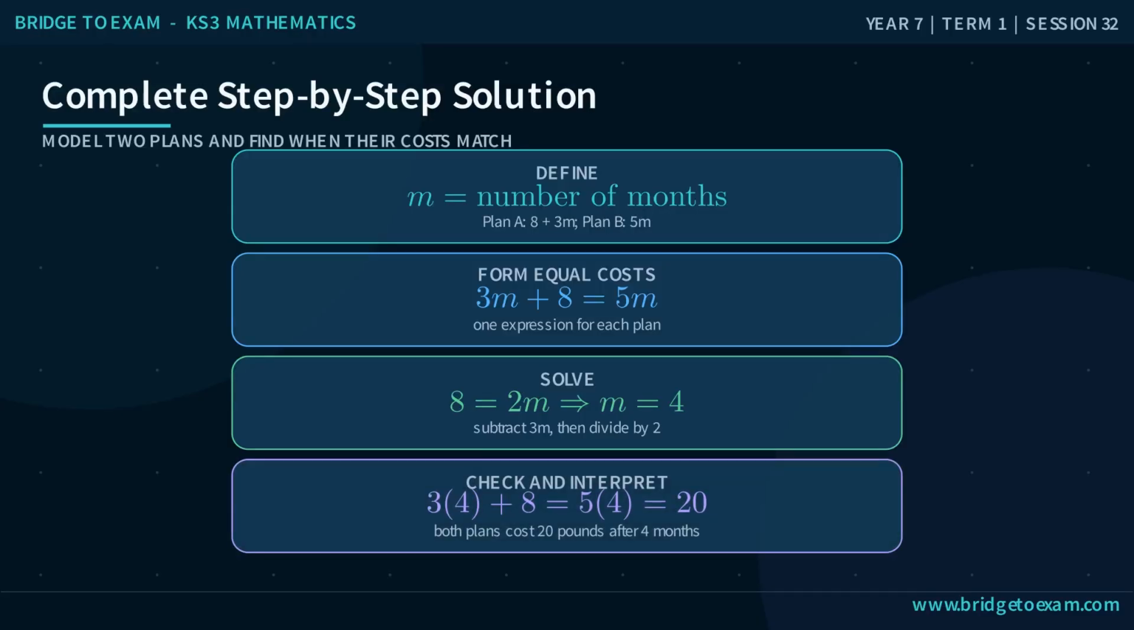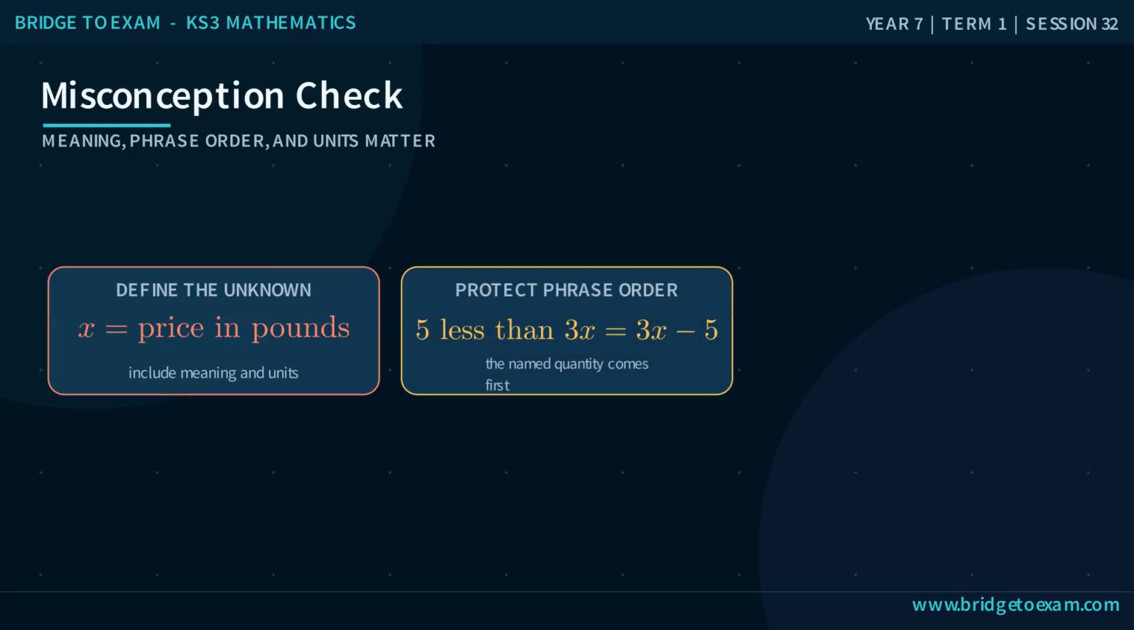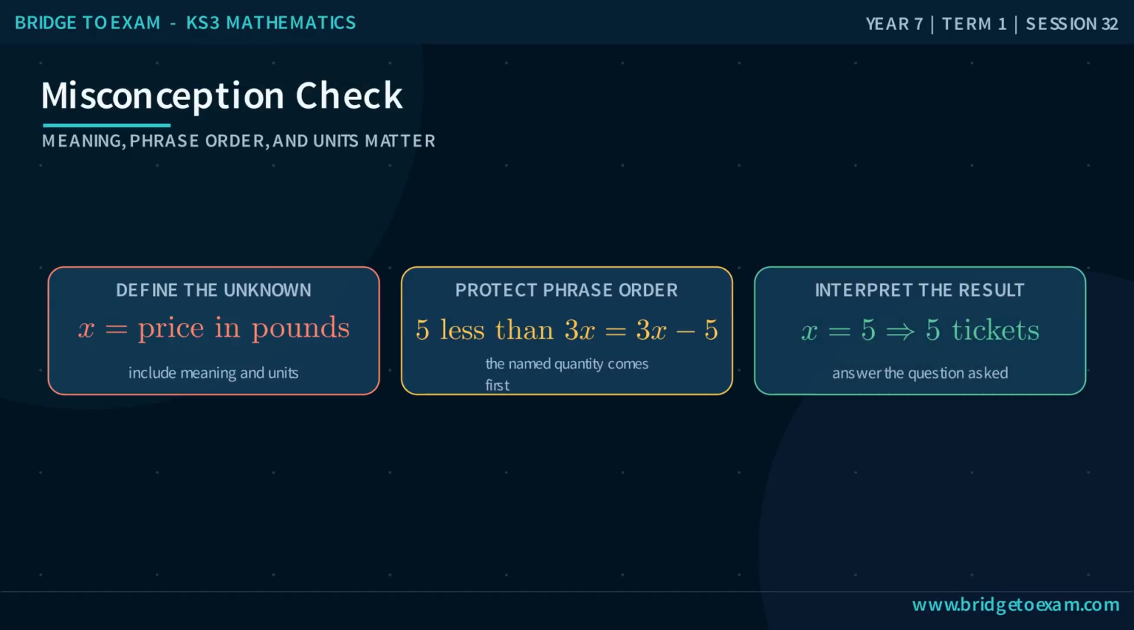After 4 months, Plan A costs 12 plus 8, or £20. Plan B costs 5 times 4, also £20. Don't use x before defining what it represents. Include its unit when the story has one. Watch phrase order. 5 less than 3x means 3x minus 5, not 5 minus 3x. And answer the question in context. A solution of 5 may mean 5 tickets, not simply the number 5.